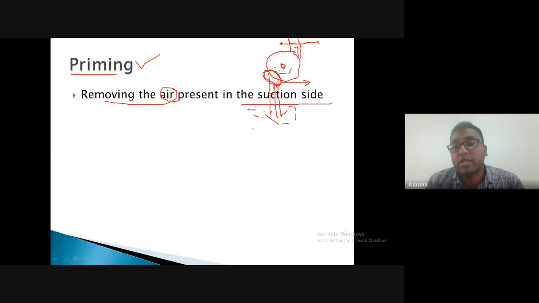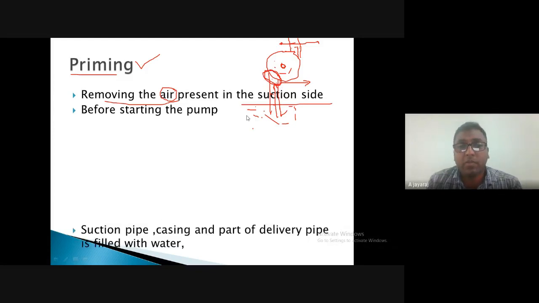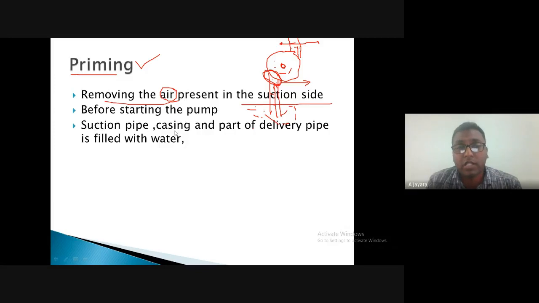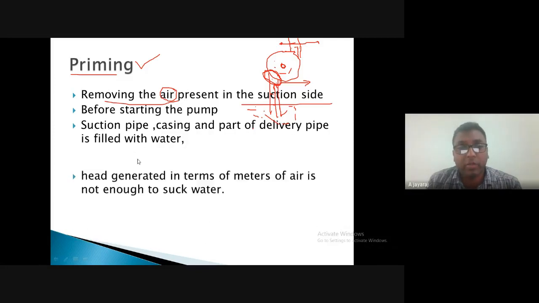Then when the pump is switched on, the head is such that water is completely present in the suction line. Once the pump starts rotating and a negative suction pressure is created here, the pressure created is in terms of head of water, and easily the water gets sucked from the tank. So the main important reason why we do priming is we want to develop a head which is in terms of head of water. Before starting the pump, we are removing the air, and we are filling the suction pipe, casing and part of the delivery pipe with water.